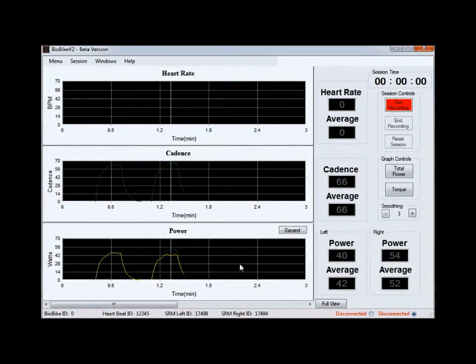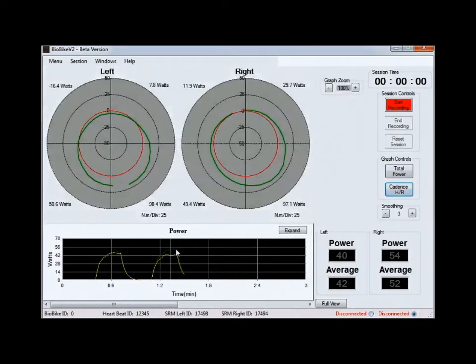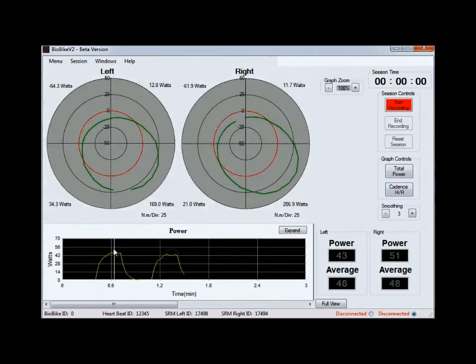While this difference is clearly visible, what is currently unknown is what changed about the rider's technique to cause such a massive change in the rider's power balance. This is where the torque analysis available on the Biobike will provide some answers. Selecting the torque button will bring up the polar graphs for left and right legs, providing visualization of the vastly different technique being applied.